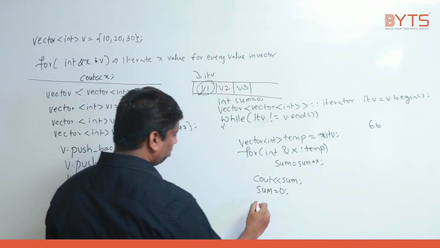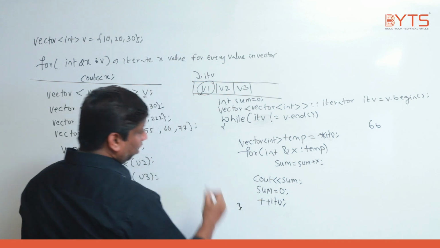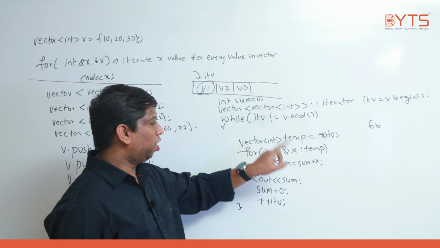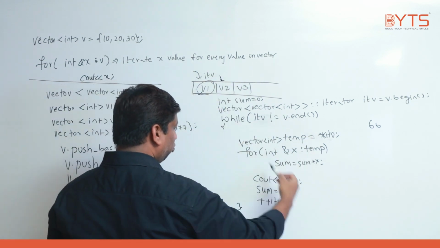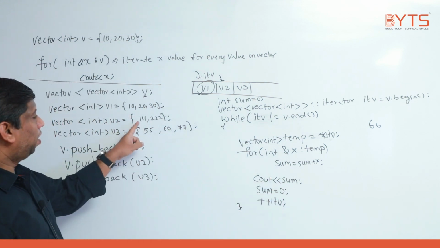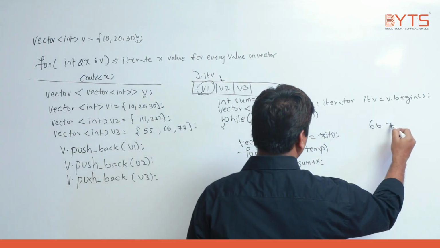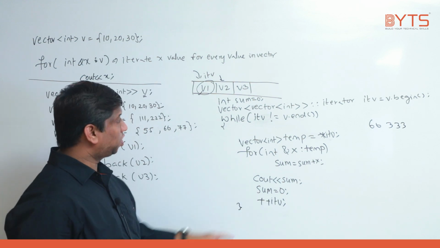After making sum 0, the first object is completed. Now I need to move to the second object. How do you move to the second object? ++itv. If I write ++itv, itv is moving to the second object, itv not equal to end, *itv. *itv means v2. v2 is stored in temp. Now we calculate the sum and print it. What is the sum for this? Might be 3, 3, 3, right? Next we print 3, 3, 3.